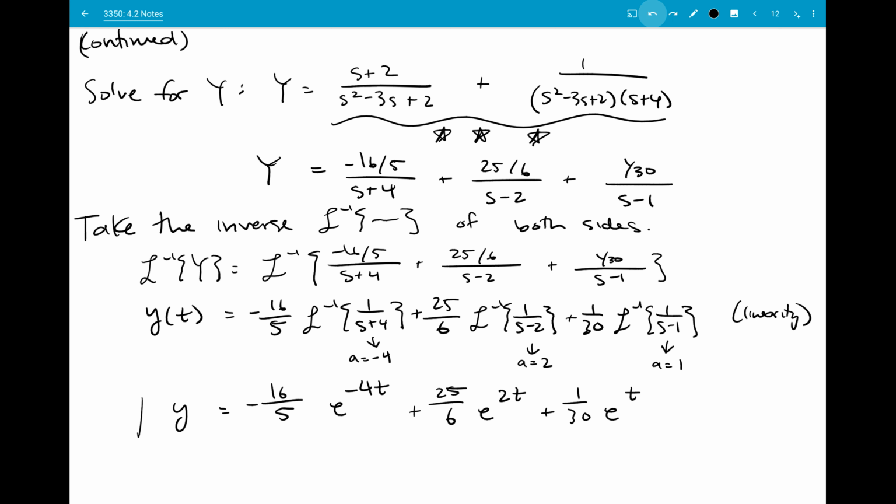I'm always overzealous with that box. Okay, I'm just going to underline it. That would be our solution.